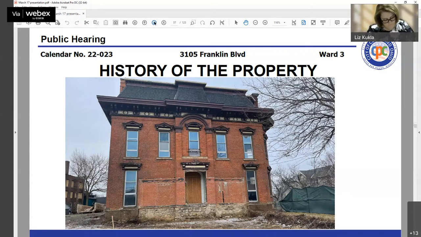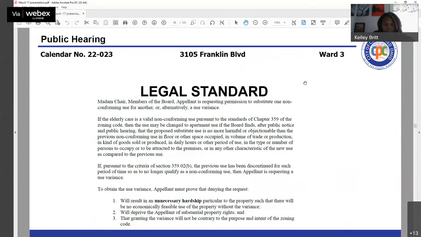Thank you. Legal standard, please. Thank you, Madam Chair, members of the board. Appellant is requesting permission to substitute one non-conforming use for another, or alternatively a use variance. And I would just state that the provisions of the code relevant to this would basically deal with how long the building has been vacant. If it has been vacant for more than 2 years, it generally would not be considered a valid non-conforming use, in which case then the board would look at the use variance standard. So I will read both. I'm not really sure what the facts support.